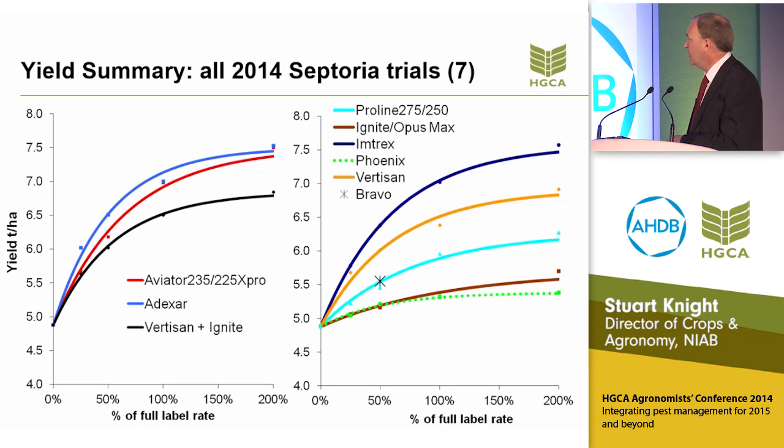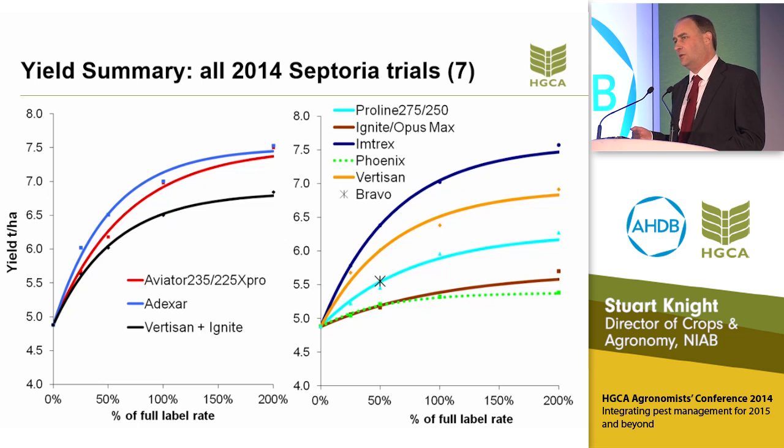And if I take you on to the over-trial summary of yields for 2014, so that's 7 trials that have gone into this matrix, you will see that the relative position of the curves is very similar to the one I just showed you for Sutton Scotney. So we have that differential between the Proline and the Ignite there, which mirrors the levels of Septoria protectant activity. But again, we also have this differentiation between the Imtrex and the Vertizan. And we also have the differentiation between the Vertizan Ignite and the other two SDHI azole mixtures. So despite the fact that the levels of Septoria control were quite similar that we saw in the other charts, the yields are slightly more separated.